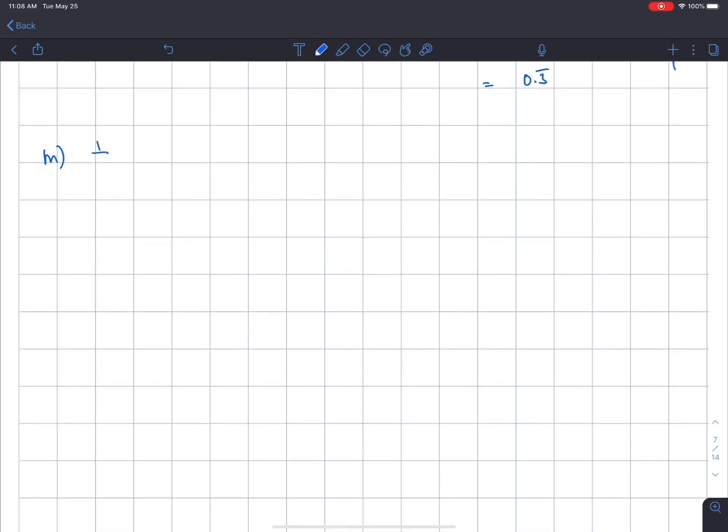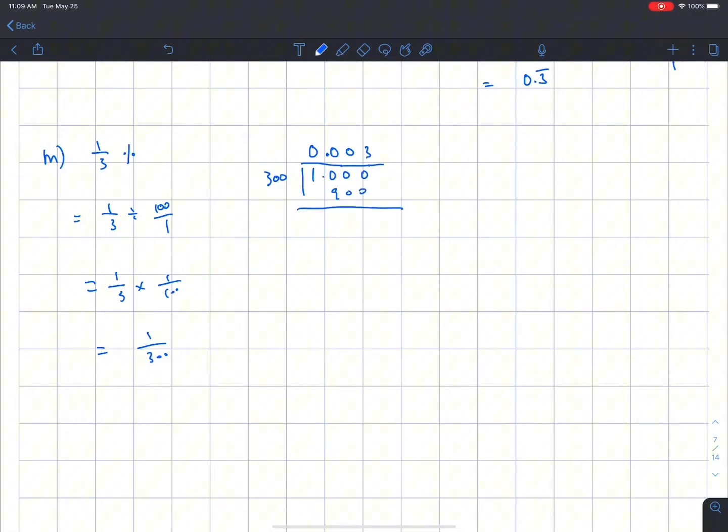And 1/3%. So again, I would just divide this. 1/3 divided by 100/1. This is 1/3 times 1/100, and we got 1/300. And now we need to do a long division. 300 goes into 1 0 times, goes into 10 0 times, goes into 100 0 times, and goes into 1000 3 times. We subtract them, we are back to 100.